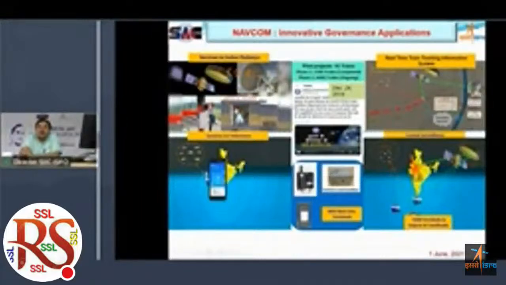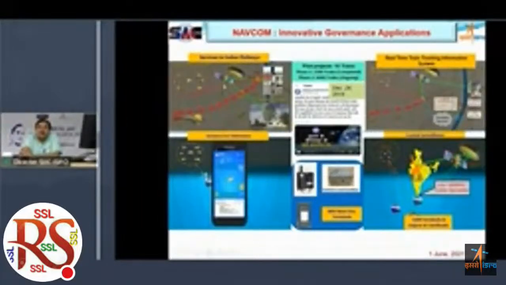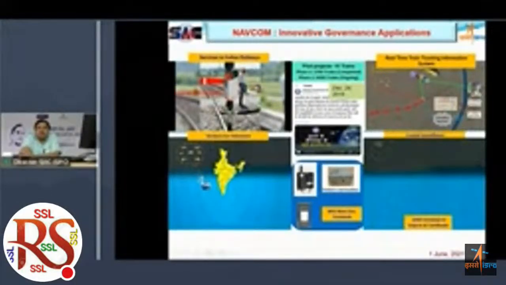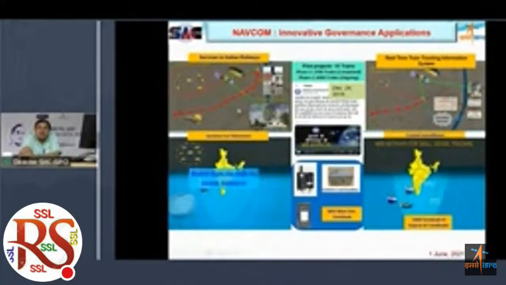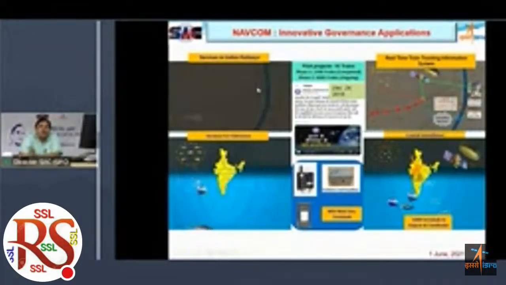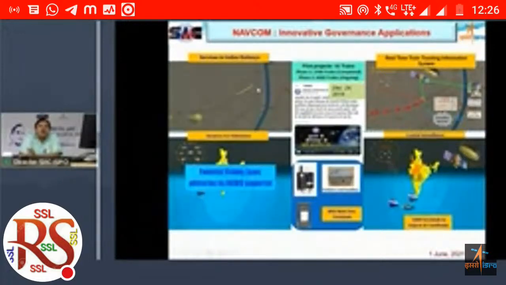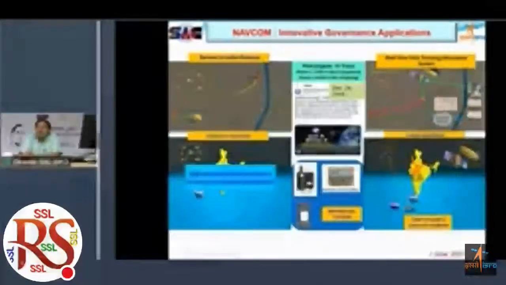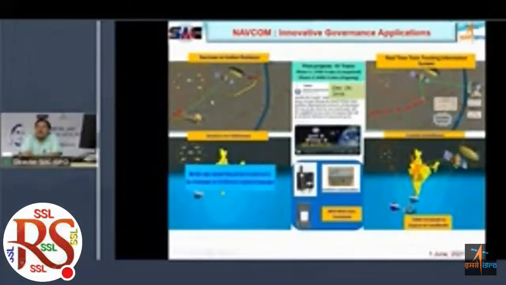So you can track right now: our chips and our system are being installed in almost 2,800 Shatabdi and Rajdhani trains and mail and express trains. And shortly another 6,000 trains will be equipped with this. So in total, 8,800 trains of our country will all be equipped with this satellite terminal with a NAVIC receiver, so that they will be tracked continuously.